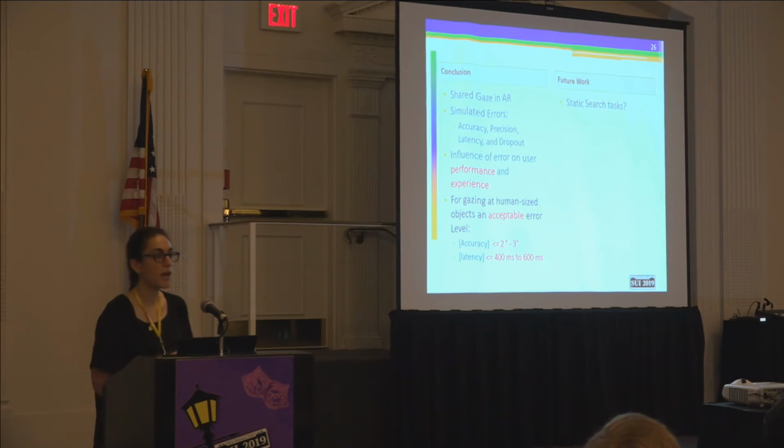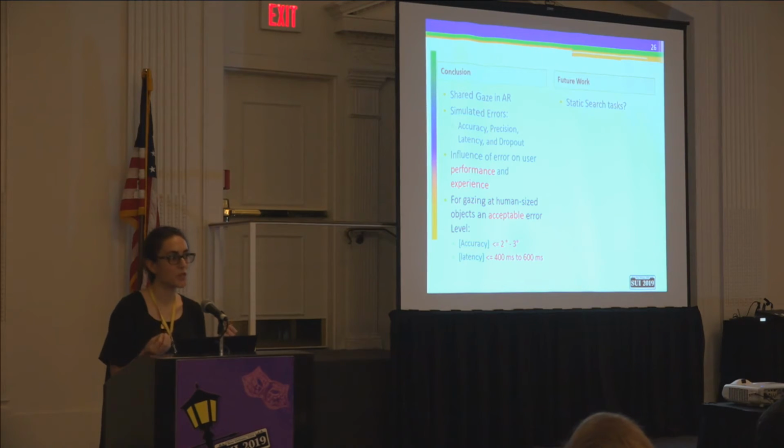For our future work, we think it can be interesting to also look at static search tasks and the influence of error on static search tasks, because they don't have those additional cues that dynamic search tasks have, such as speed, movement pattern. We also think that looking at different gaze visualizations and how they influence error and how they communicate information can also be very important, specifically if the context of the task is changing.